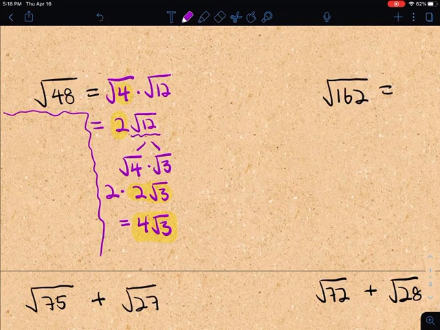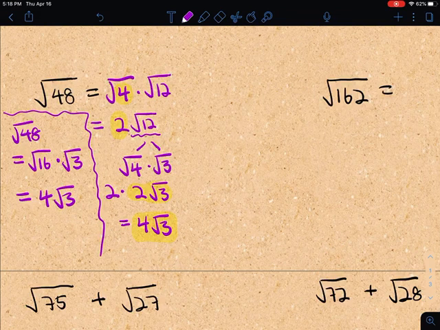Okay, so let's see what will happen if I use the largest perfect square. So square root of 48, if I use the largest perfect square, which we saw is 16, I can just do square root of 16 times 3, because 16 times 3 is 48.